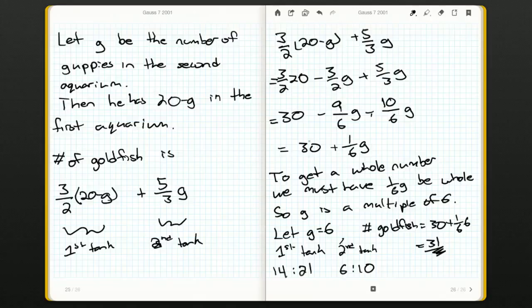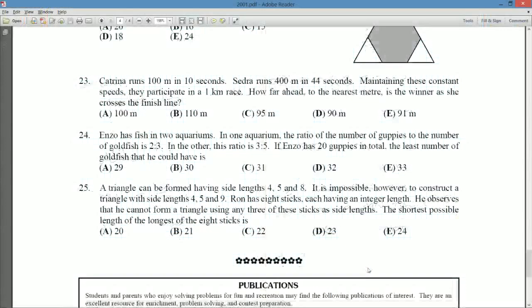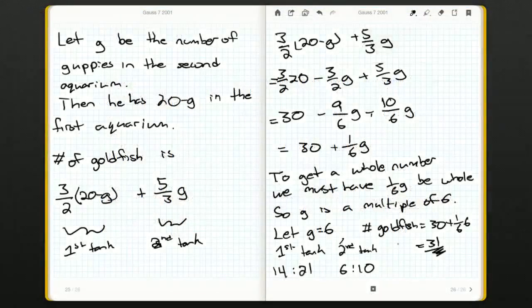And the math says that you're going to have at least 30 plus a sixth of g, and the smallest multiple of 6 we could have works out to 31. And wouldn't you know it, 31 resembles a real-world situation, so we know we've got the smallest we could possibly have. 29, 30, 31, 32, 33. It's the middle one, C, 31. We put C.